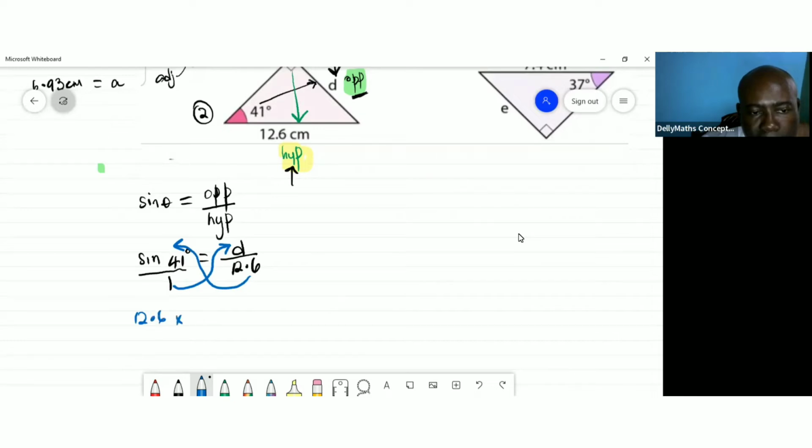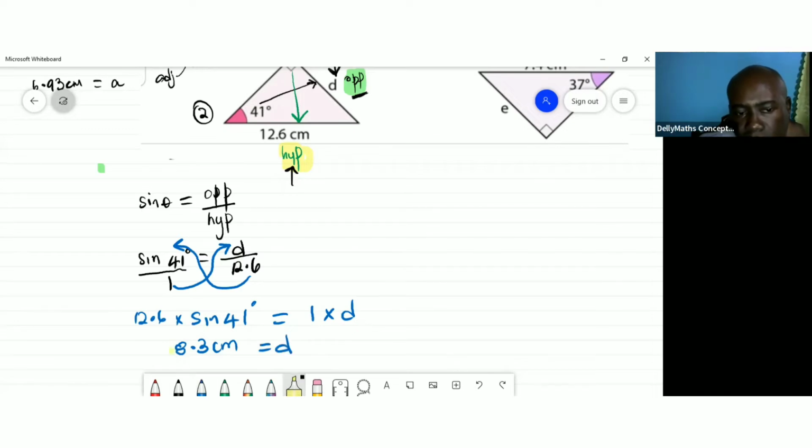12.6 times the sine of 41 degrees is equal to 1 times d. 1 times d is d. So what we want to do is put it on our calculator, and make sure the calculator is in degree mode. 12.6 times the sine of 41 degrees, and we get 8.3 to 1 decimal place. And this is the value of d. So there it is. We just found the value for d.